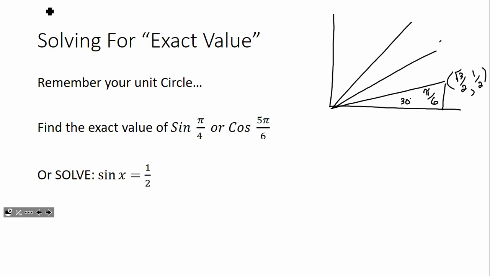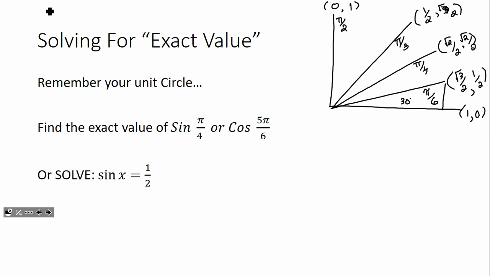Then we would have this one, which is pi over 4, or 45 degrees, which is root 2 over 2, root 2 over 2. And then over here at pi over 3, which is 60 degrees, we would have 1/2 and root 3 over 2. Up here we have 90 degrees, or pi over 2, and we know that this coordinate, because it's on our unit circle, is 0, 1. And I guess I could mention this one, 1, 0.